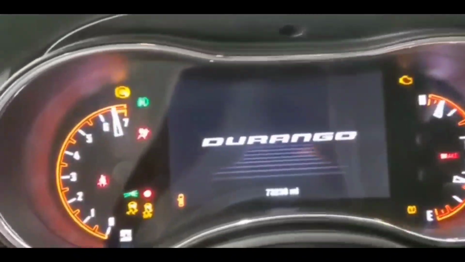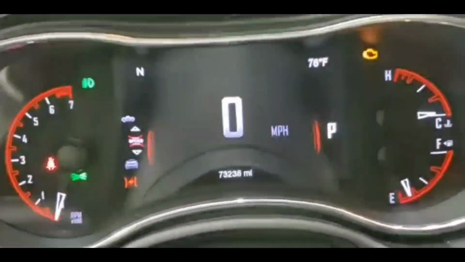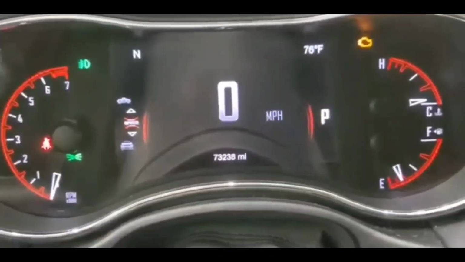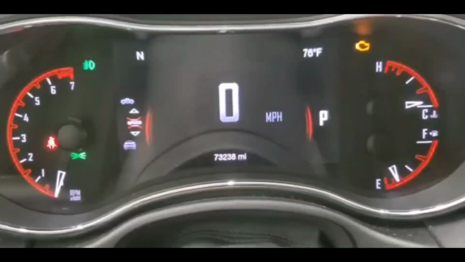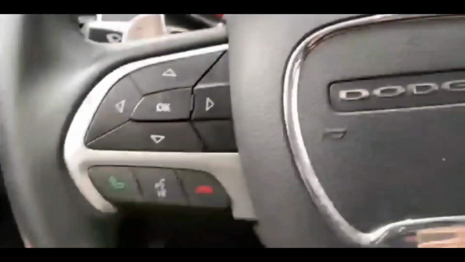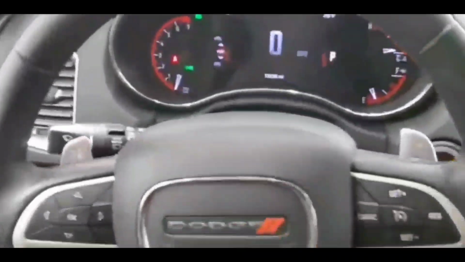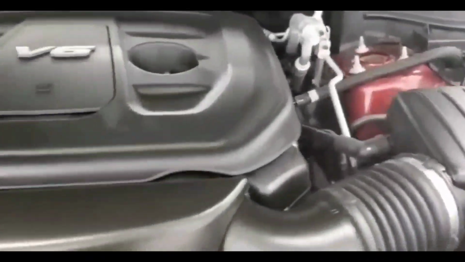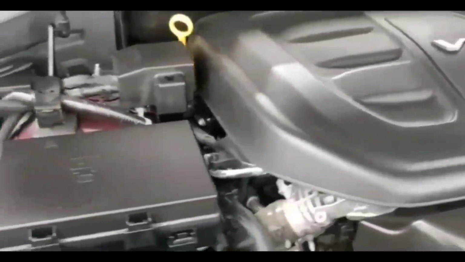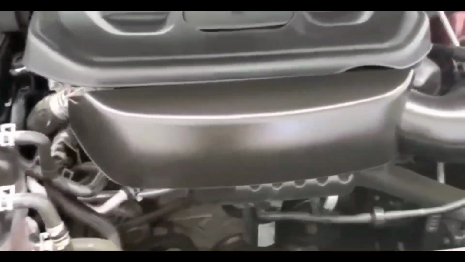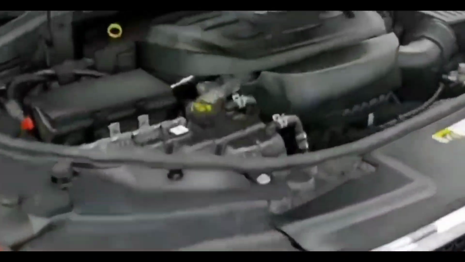Bank 1 versus Bank 2. In V6 and V8 engines, Bank 1 is always the side where cylinder number 1 is located, and Bank 2 is the opposite side. Safety. It's generally safe to drive with a P0020 code, but it's recommended to address the issue as soon as possible to avoid further damage. The P0020 code indicates a problem with the intake camshaft position actuator circuit on Bank 2, meaning the PCM has detected an issue with the VVT solenoid on that bank.